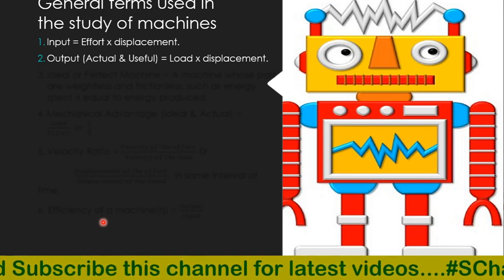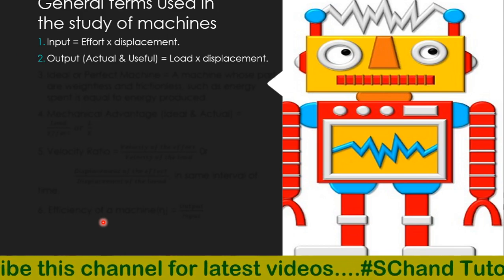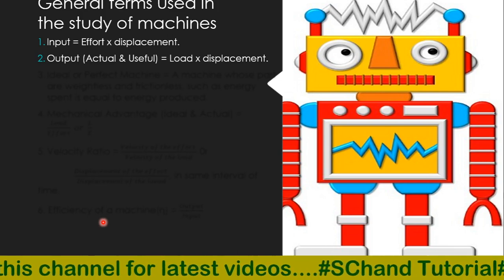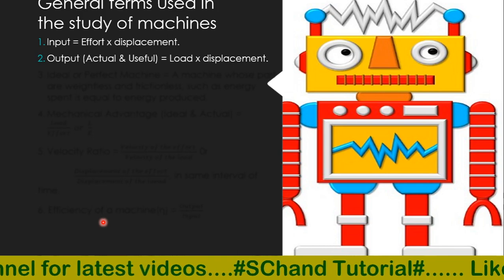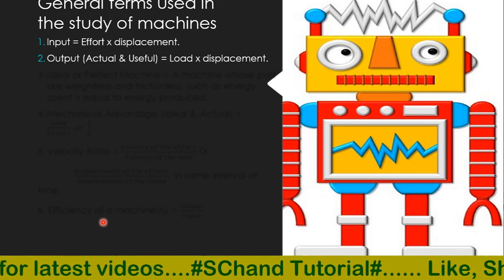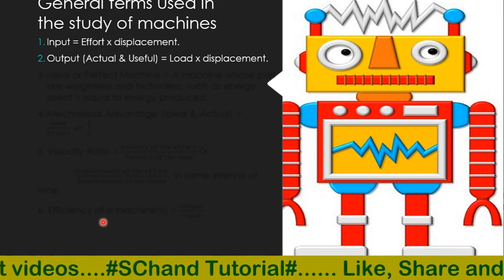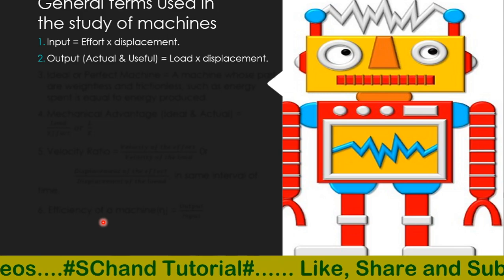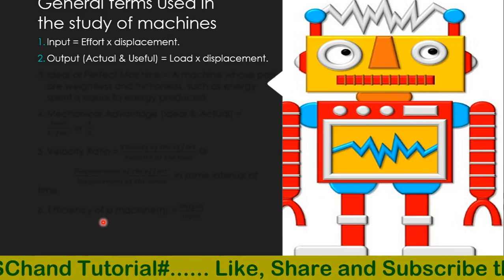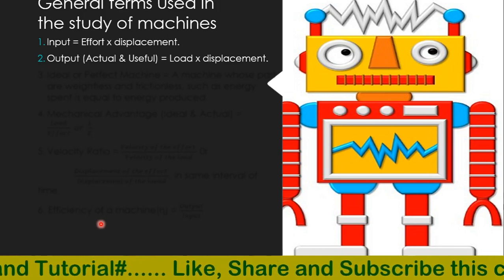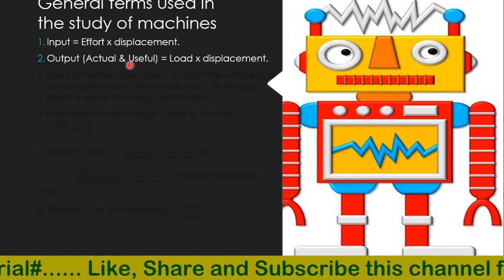Then we have the output. Output can be classified into two categories, actual and useful. So what is actual output? The total work done by the machine is called the actual output. Total work done means the load lifted by the machine plus the resistance overcome, meaning whatever friction is there is also included in the actual output. If the load L is displaced through a distance d, then the actual output is load into displacement. The formula is the same for actual and useful both.